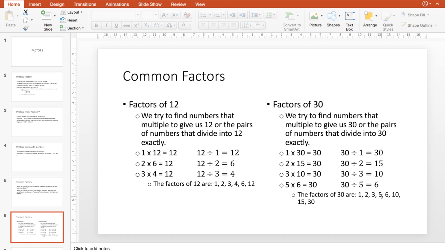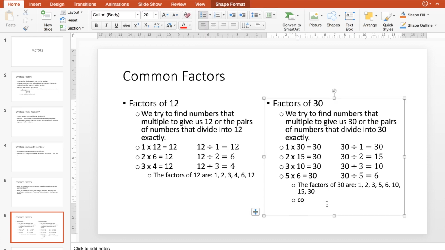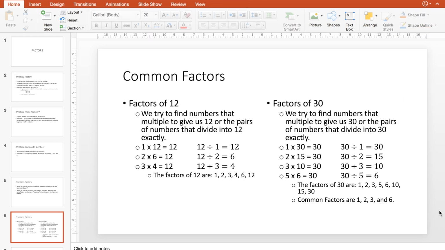Let's say 5. 5 is a factor of 30, but it's not in our list for the factors of 12. So 5 is not a common factor. 6. Yes, 6 is a factor of 12, and also a factor of 30, so 6 is one. 12 is only a factor of 12, not of 30. The same holds for 10. 10 is only a factor of 30. 15 is only a factor of 30, and 30 is only a factor of 30. So our common factors are 1, 2, 3, and 6. These are our common factors.